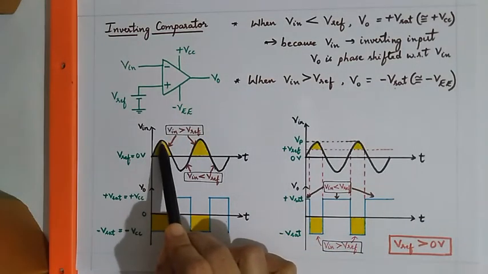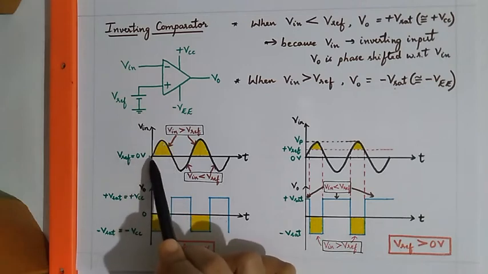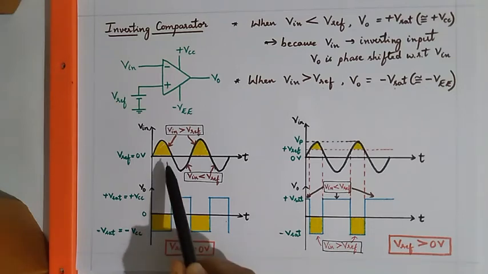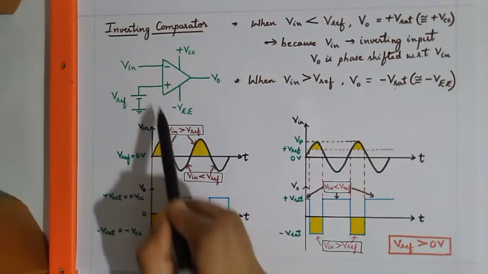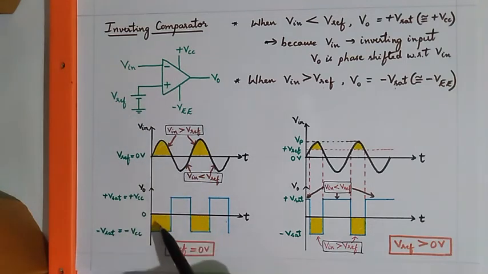Here you can see the input voltage rises above the reference voltage. As Vin is greater than the reference voltage for this particular point of time, the output is equal to minus V saturation, which is approximately equal to minus VCC or minus VEE. You can note that the output voltage polarity is opposite with respect to the input voltage. This is because the input is applied to the inverting terminal. Thus there is a phase inversion between the input and the output.